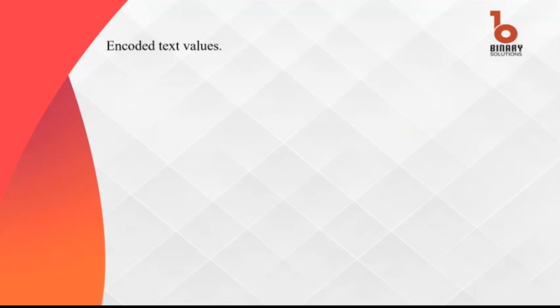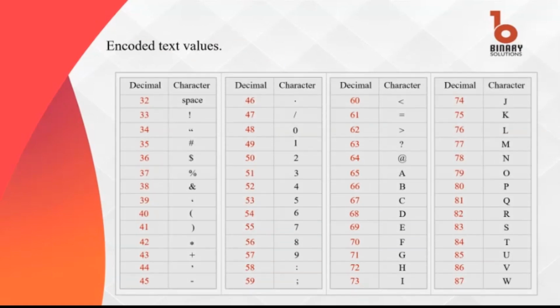This table lists the encoded text values, ASCII, ranging from decimal 32 to 126, displaying each corresponding character. Starting with the space character at decimal 32, it includes various punctuation marks such as exclamation mark, quotation mark, number sign, and dollar sign, followed by numerical digits from 0 to 9, 48 to 57, uppercase letters from A to Z, 65 to 90, and lowercase letters from a to z, 97 to 122.